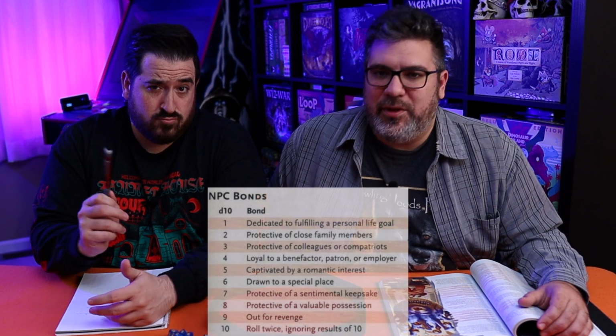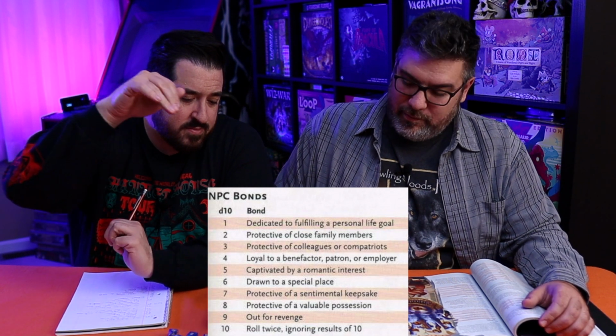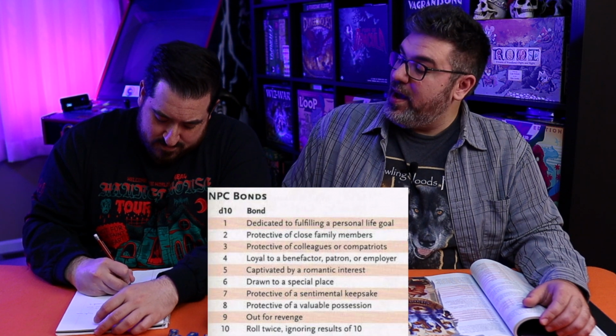RESPECT. Page 90 also wants us to come up with one sentence of useful knowledge that the NPC knows that the PCs need to learn. So we're going to add that in later once we figure out who the heck this character is. Next, page 91, NPC Bonds table. Roll a D10. 8. All right. Ocho. Protective of a valuable possession.